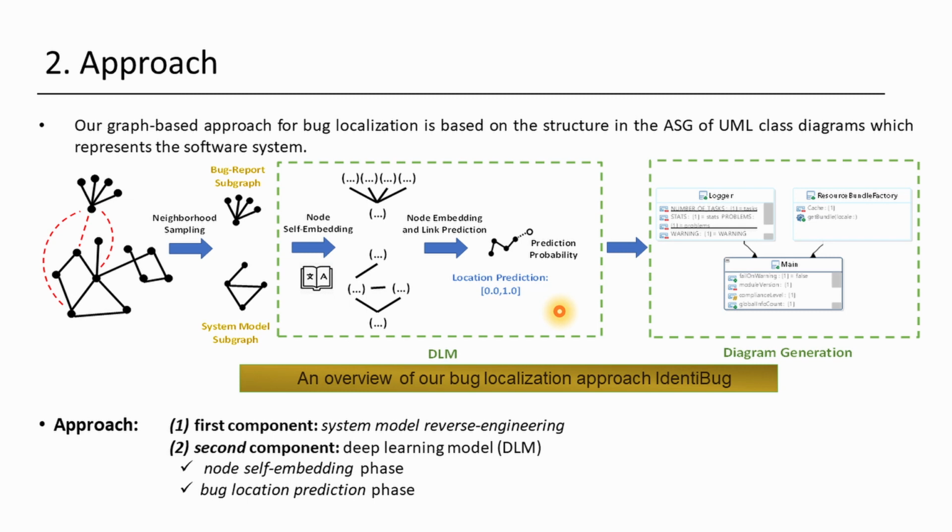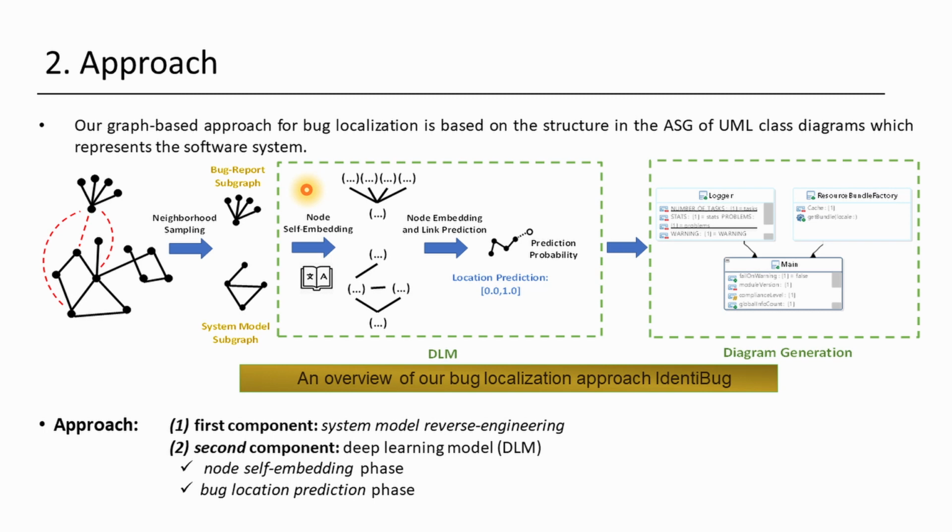To evaluate our approach, we train our deep learning model with bug reports and historic bug fixes from the Java Developer Toolkit project. A bug report consists of textual comments as notes and the bug locations as edges pointing at classes in the diagram's abstract syntax graph. For node self-embedding, we use textual information from each node in the abstract syntax graph and create embedding vectors from a pre-trained word2vec model, and then compute the sum of the word embeddings.